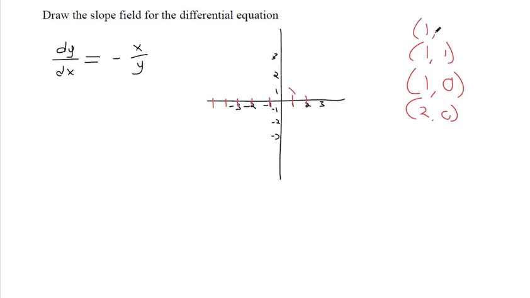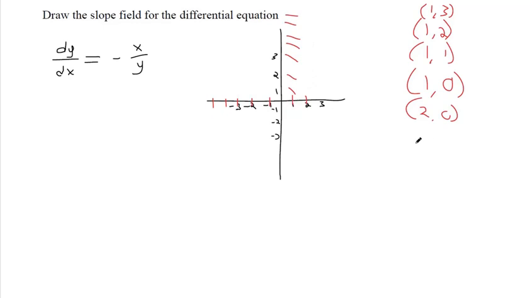If I plug in 1 comma 2, then I'm plugging in 1 for x and 2 for y. That's a -1/2. So that's a slope that's closer to 0, so it shouldn't be as steep as the last one. And if I do 1 comma 3, I plug in 1 for x, 3 for y, so it's still a negative slope, but it's closer to a horizontal slope because it's even closer to 0 than the last one. So you can see the pattern. They get really close to horizontal lines as we go up.